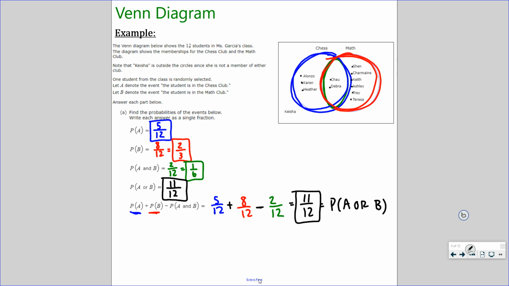Now, if they're mutually exclusive, you won't have an overlap. You essentially don't need to worry about subtracting out the overlap. Okay, make sense? Let's try another one. I like these ones where you can like check the possible outcomes and you can clearly like see the probability.